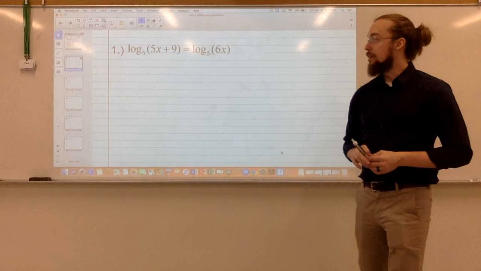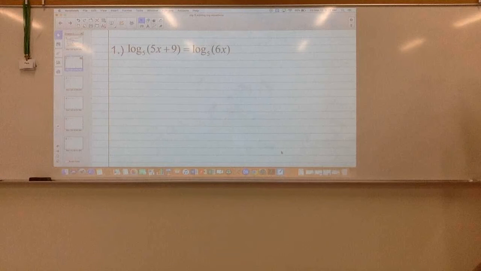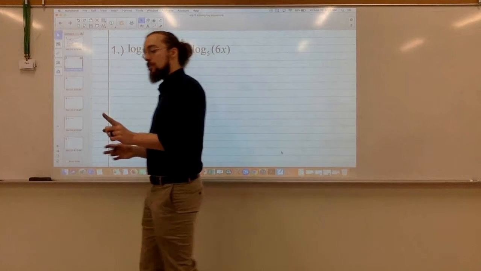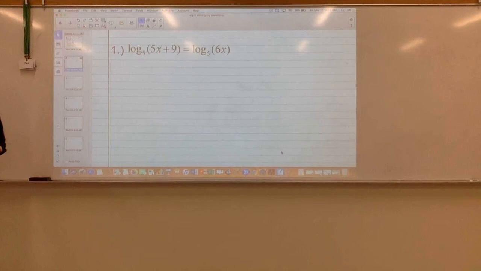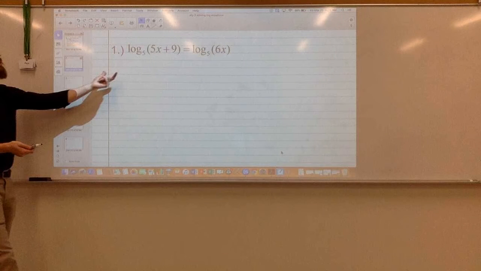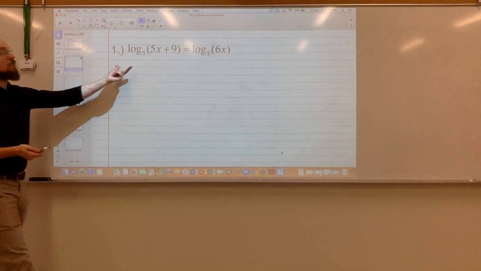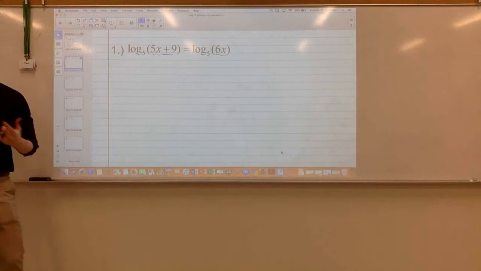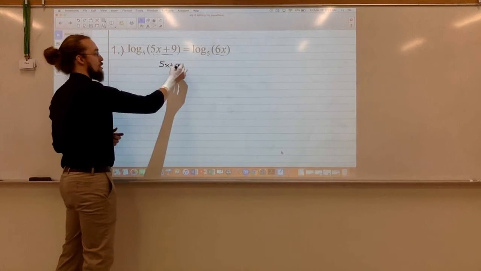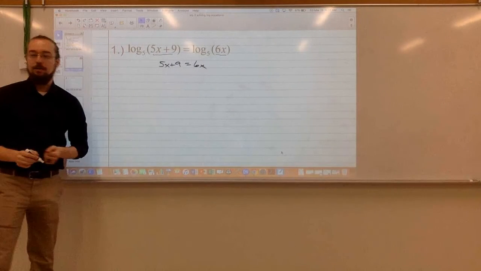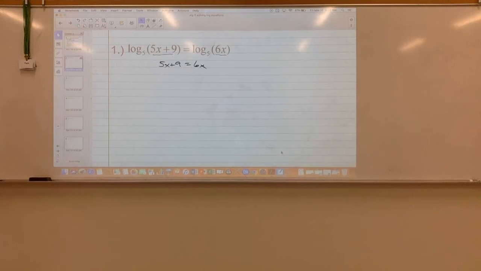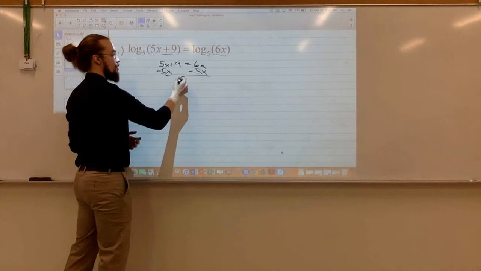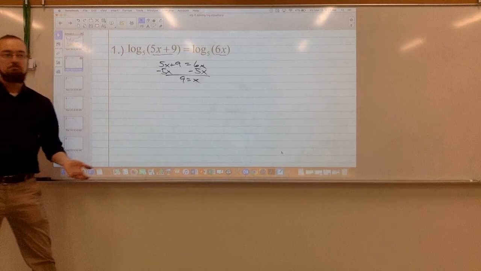Alright, so first example here, we got log base 5 of 5x plus 9 equals log base 5 of 6x. My first step is to condense each side of the equation to a single log. I already have that. I've got one log equal to one log. Once I have that, I can just take whatever's on the inside of the two logs and set that equal. So I can just say 5x plus 9 equals 6x. Now we have a pretty simple equation to solve. So, subtract 5x from both sides. We get x equals 9.